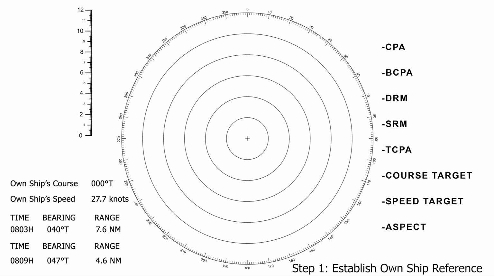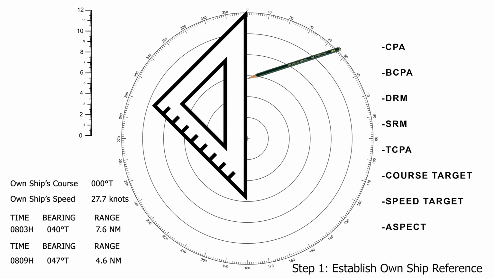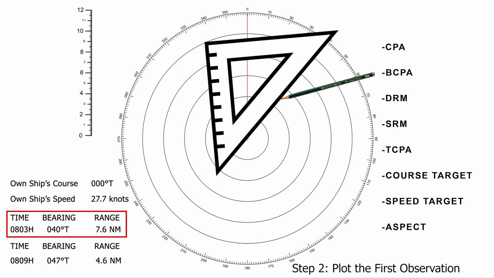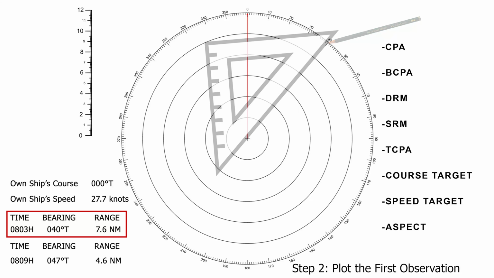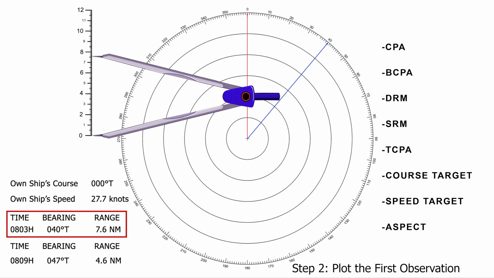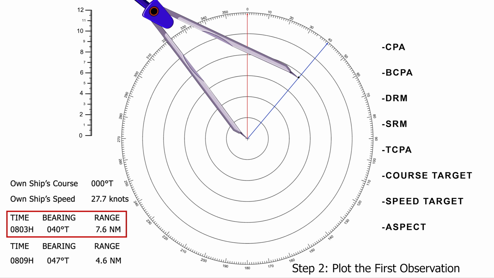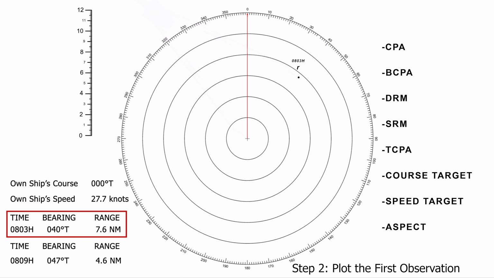Step 1. Establish own ship reference. Draw a reference line from the center of the plotting sheet towards 000 degrees true, representing the ship's heading. Step 2. Plot the first observation. From the center, draw a line towards 040 degrees true. Using a compass divider, measure 7.6 nautical miles from the distance scale. Place one leg of the divider at the center and mark the distance along the bearing line. Label this point as small r. Then, erase the excess lines, leaving only the plotted mark and its label.